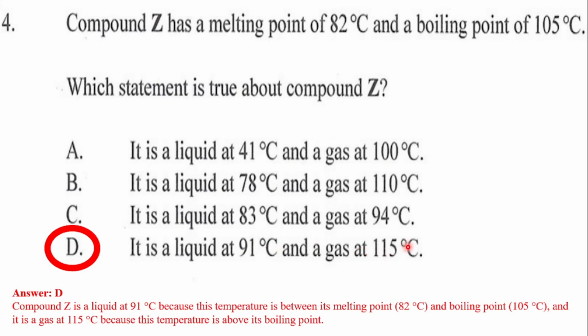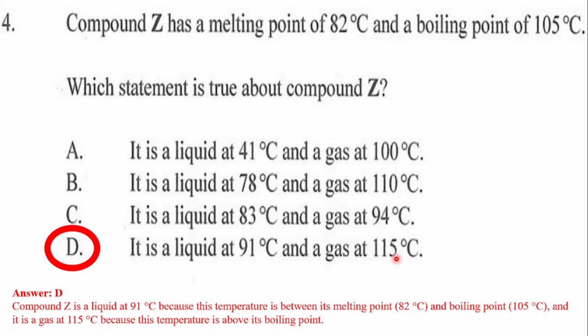Now, why, you may ask? Well, compound Z is a liquid at 91 degrees Celsius because the temperature is between its melting point, which is 82 degrees Celsius, and the boiling point, which is 105 degrees Celsius. So that means it's going to be a liquid at 91 degrees Celsius. Now, it says a gas at 115 degrees Celsius.